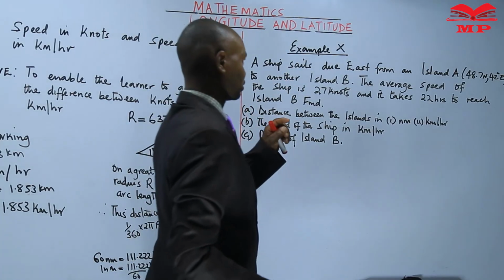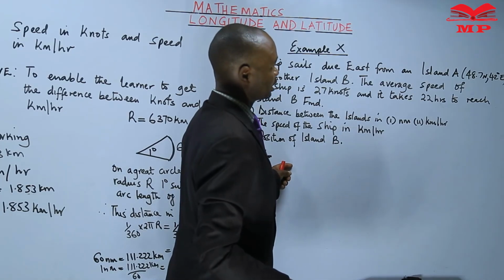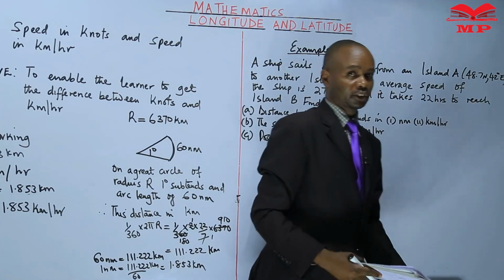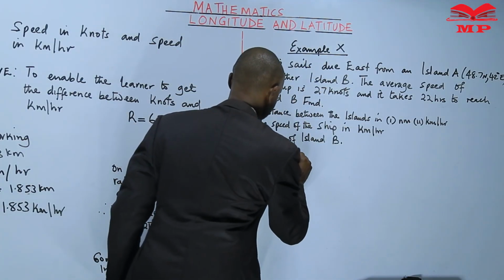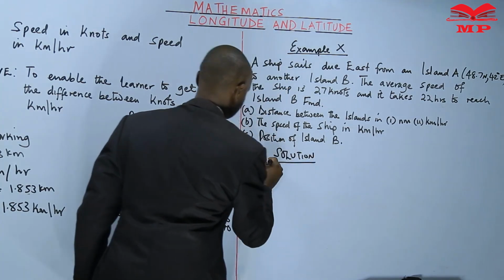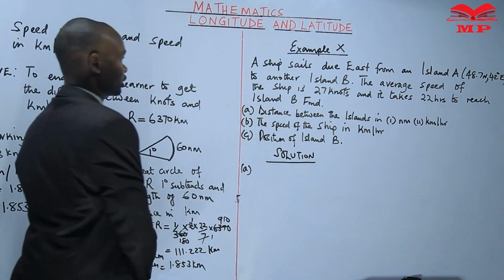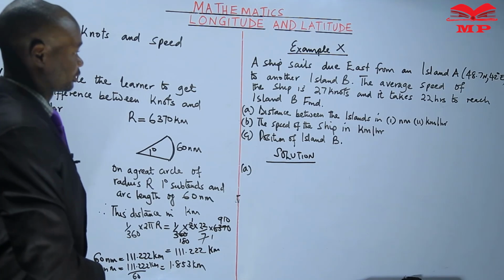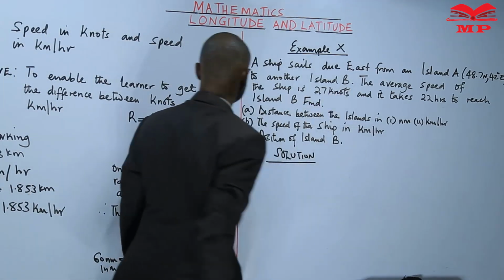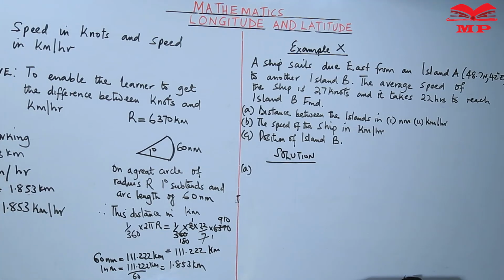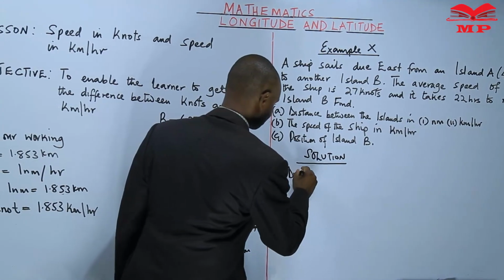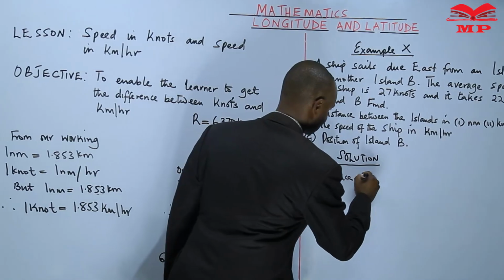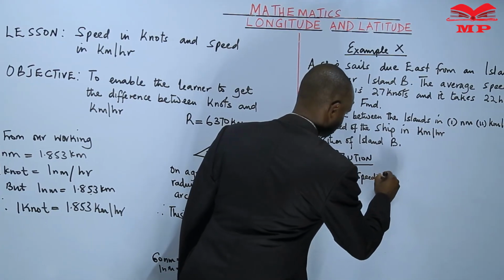Before you move on, you'll note that if it moves east, it will still be on the same latitude. It is only the longitude that will change. So you come to the solution. (A) Distance in nautical miles. If you are given the speed, you learn that 1 knot is 1 nautical mile per hour. So you'll just say distance is equal to speed times time.